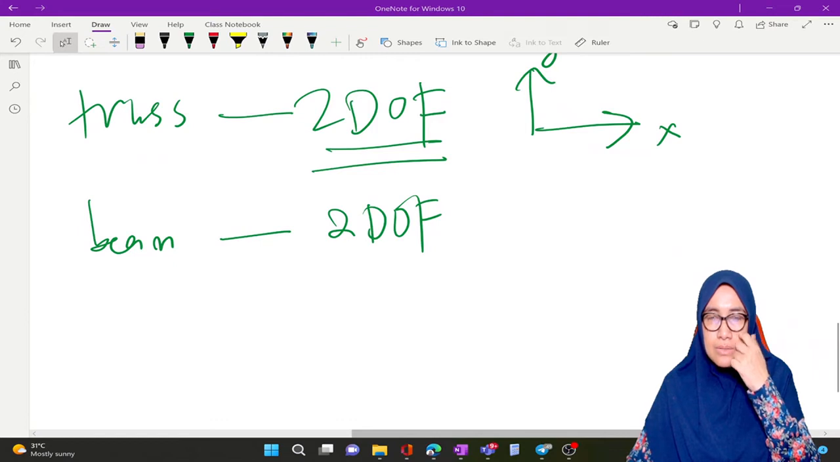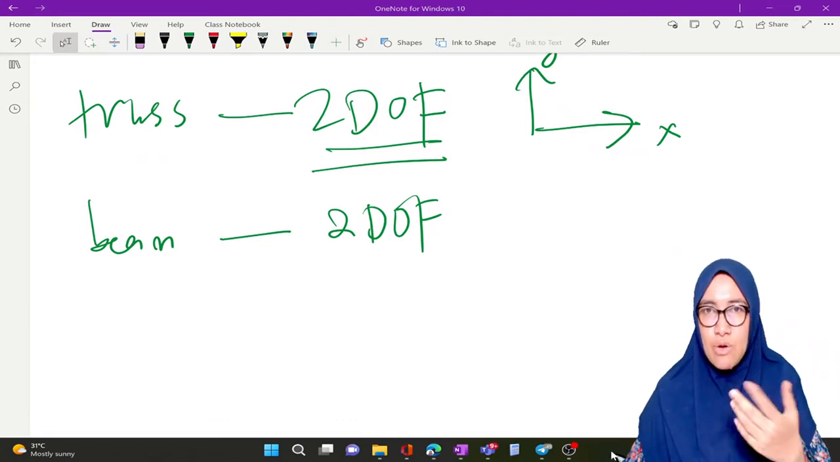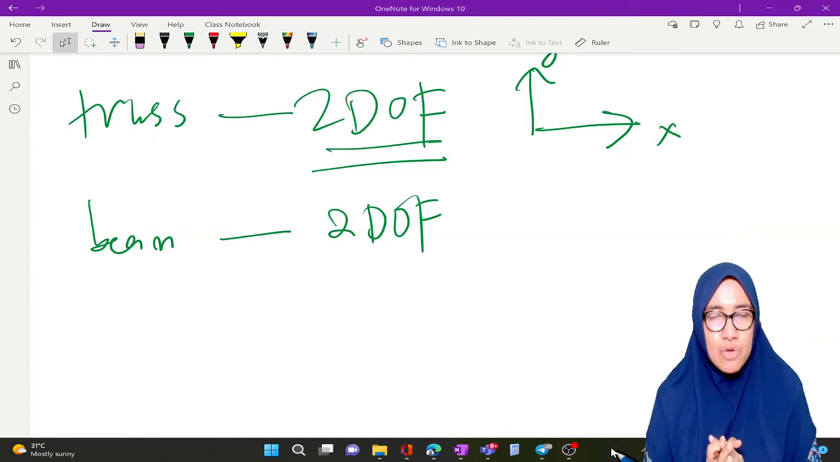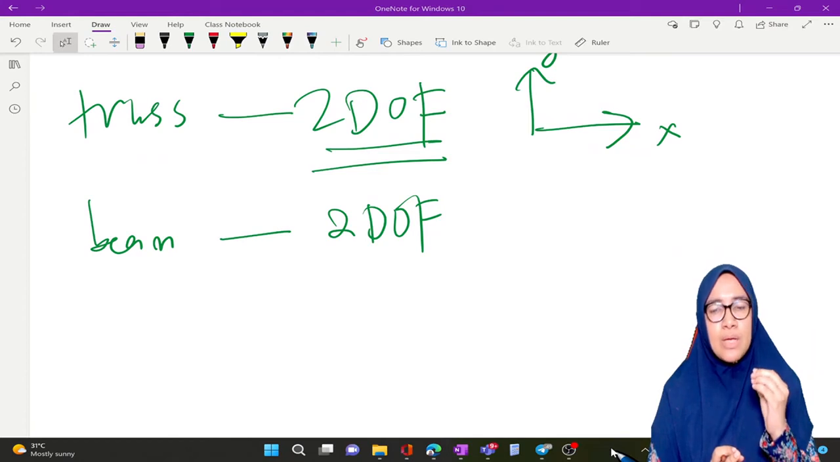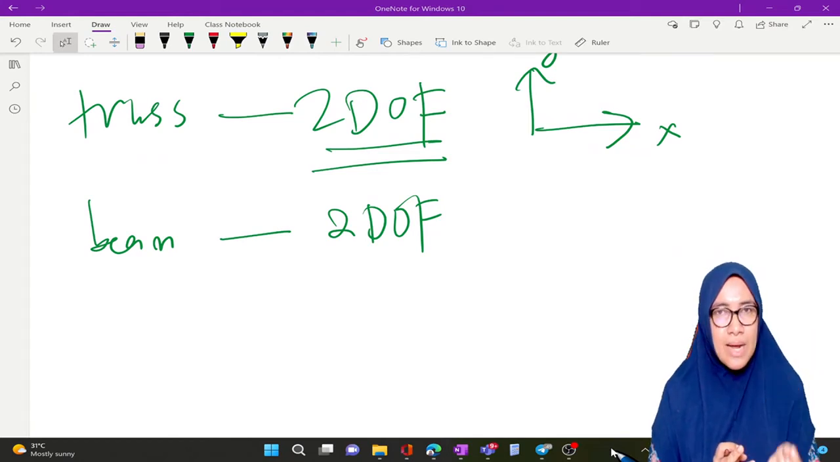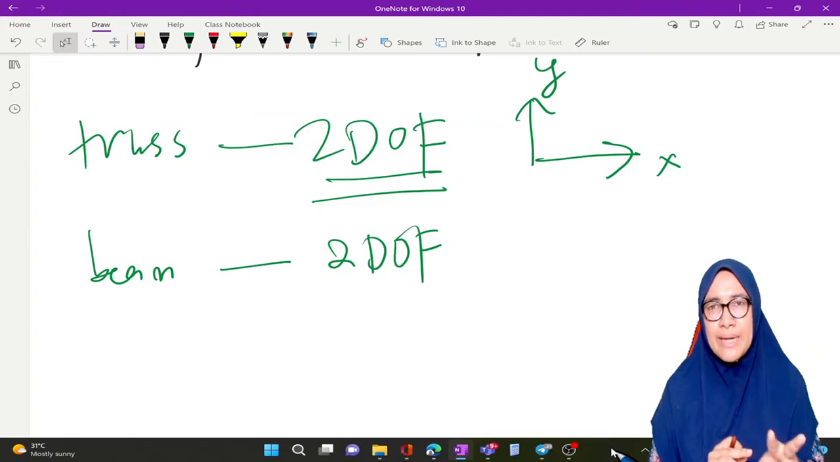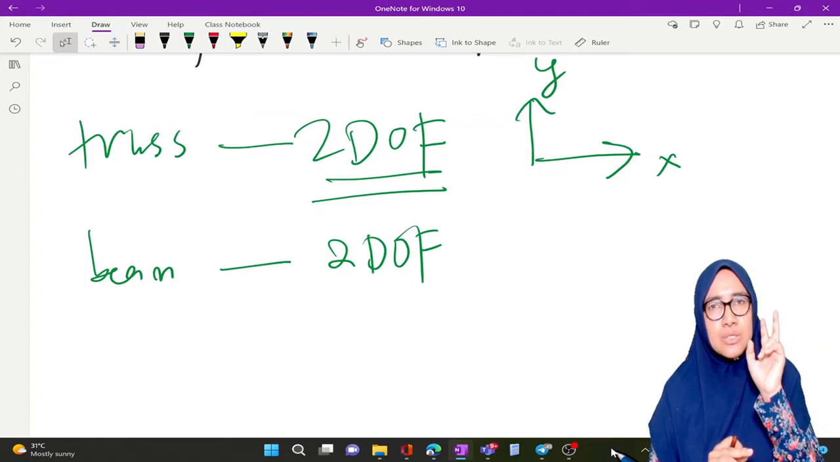Okay, about degree of freedom. Go back to degree of freedom. We want to summarize about degree of freedom. That is very, very important. What I can conclude is in truss, we have 2 degrees of freedom, in X and in Y direction, because we have no moment. We have no rotation in truss. That is why we only count degrees of freedom in truss as 2.